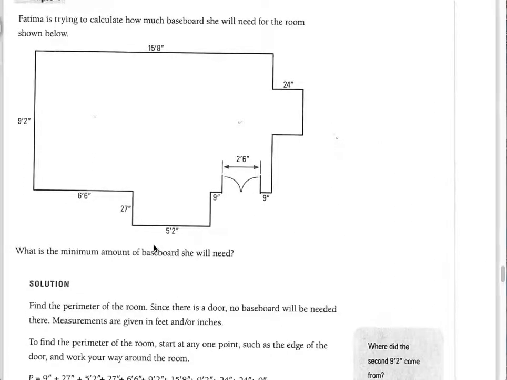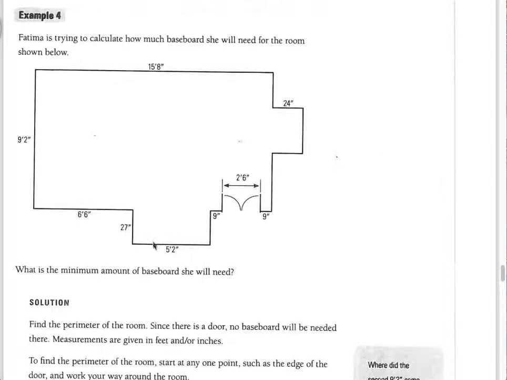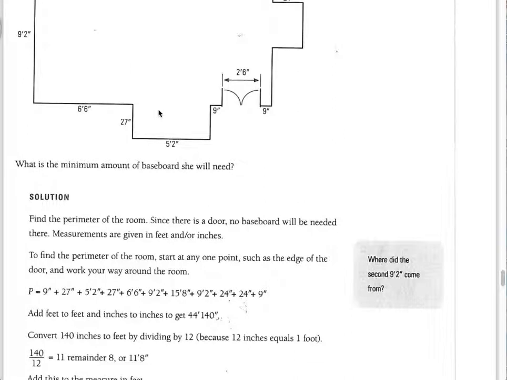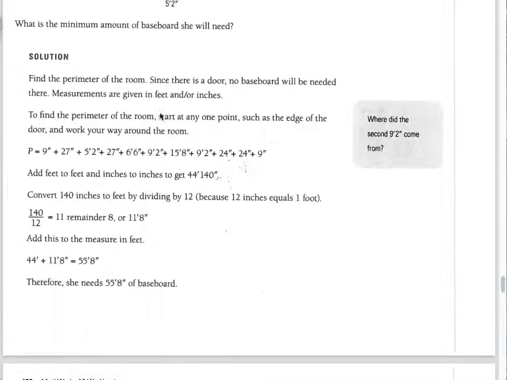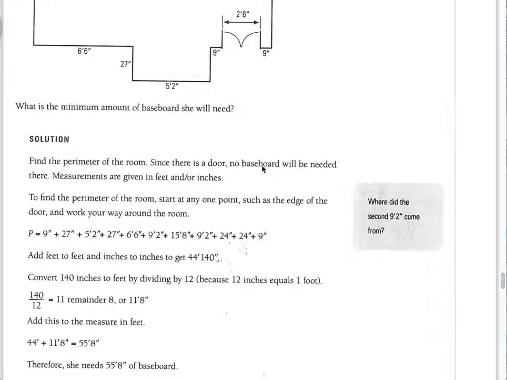Example 4. Fatima is trying to calculate how much baseboard she will need for the room. Now, baseboard goes all the way around the perimeter of a room, missing out any doors, and this is a door here, I believe. What's the minimum amount of baseboard she will need? So, solution. Find the perimeter of the room. Since there is a door, no baseboard will be needed. This is the door right here, so we don't need baseboard there.